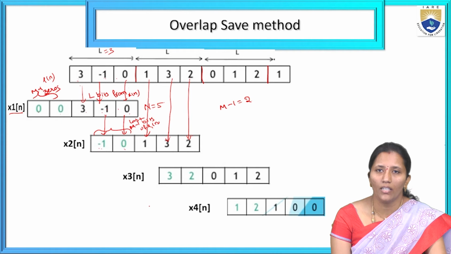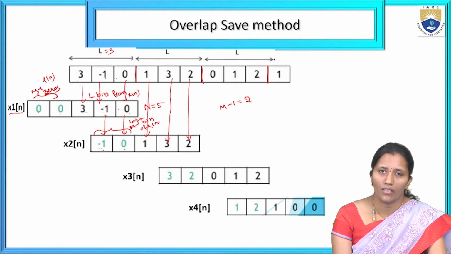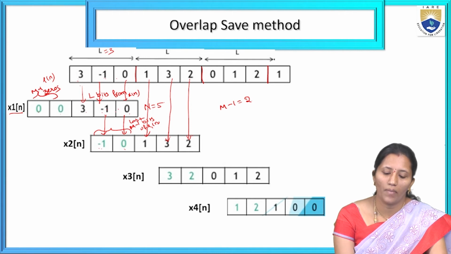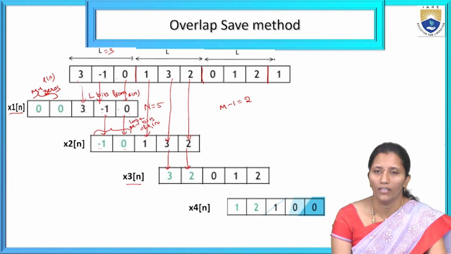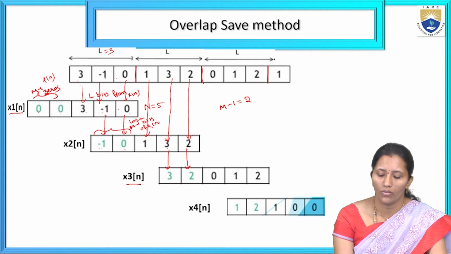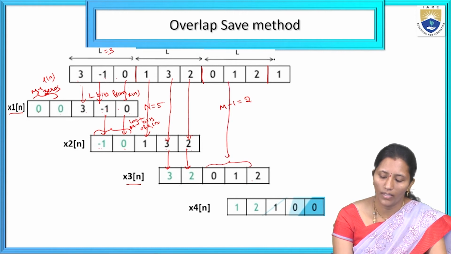So x2 of n: the first bits are the last M minus 1 bits, that is, M minus 1 is 2. So the last two bits of x1 of n, followed by the next L bits of x of n. And x3 of n has the last M minus 1 bits of x2 of n. M minus 1 is 2. So the last 2 bits of x2 of n, followed by the next L bits: 0, 1, 2.